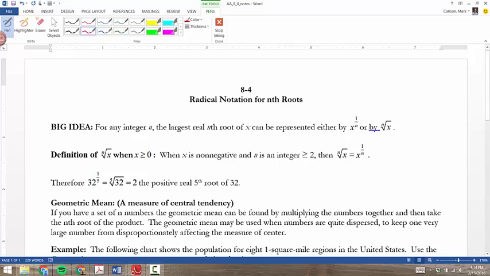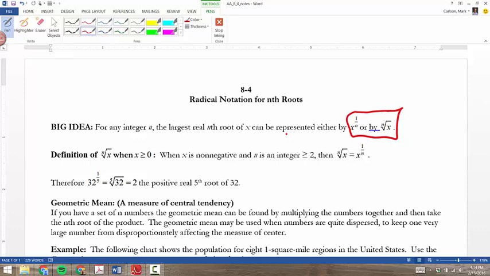Alright, these are the notes for section 8.4, radical notation for nth roots. The big idea here is that we want to look at the relationship between these two things: what we call radical notation, and writing a root using a fraction in the exponent. For any integer n, the largest real nth root of x can be represented by either one of those. Right now we're going to look at the situation where those two things are really the same.